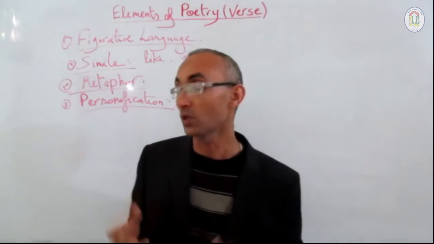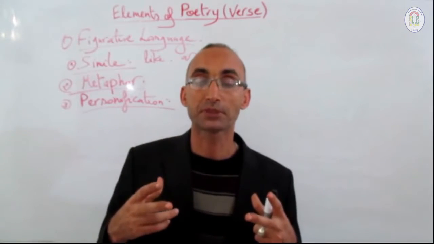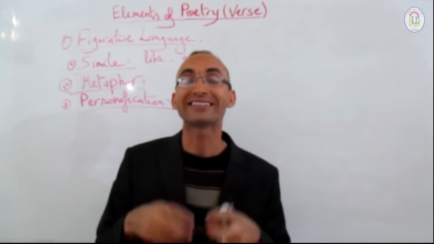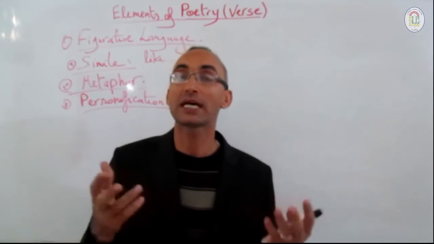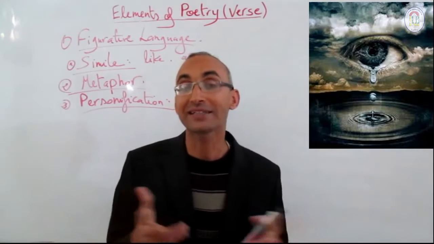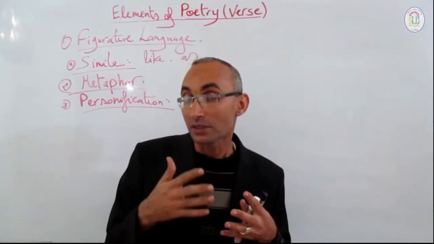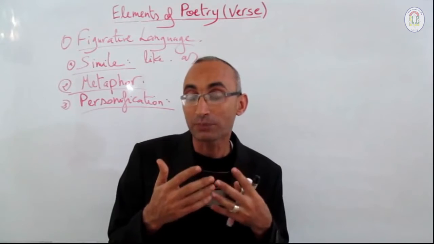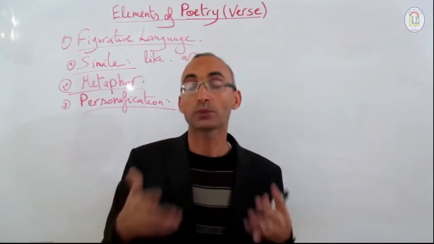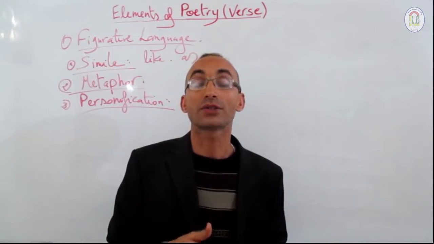Clear? So here, when we say personification, we mean giving human qualities to an inanimate object. Like for example, when we say the sky is crying. So here, the poet, as if he portrays the sky as a person who is crying. Clear?